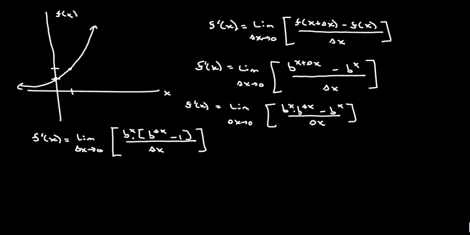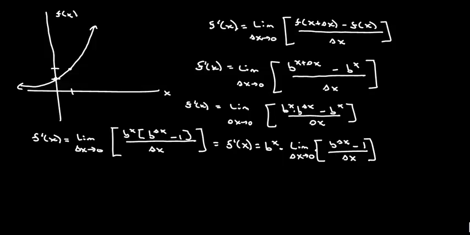Now b to the x does not depend on delta x. Okay, delta x going to 0 does not impact this x right here. So we can bring it out. And so we can say f prime of x is equal to b to the x times the limit as delta x goes to 0 of b to the delta x minus 1 over delta x. Well, now what's this guy right here?